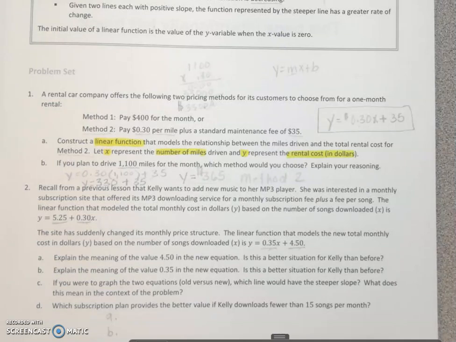Okay, guys, that's it. You should do A, B, C, D. You should have complete sentences there. Thanks.